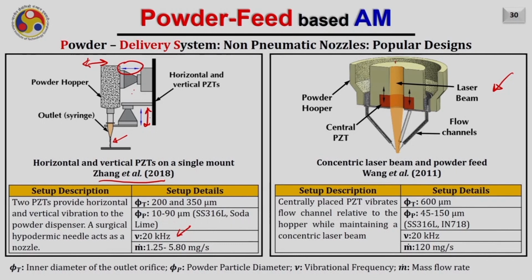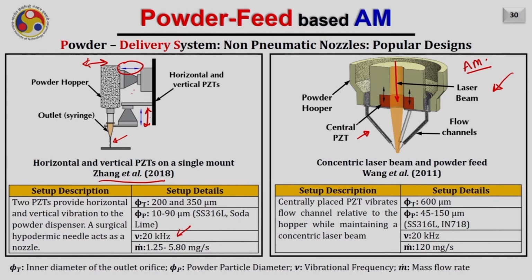Here you can see that the laser is at the center and the powder is delivered from the side like in a cone. So, a very conventional system, which is very popular in additive manufacturing, is also described here for delivering the powder by gravity or vibration.